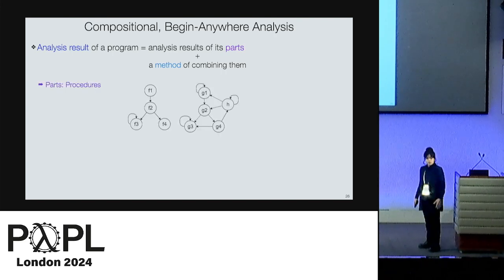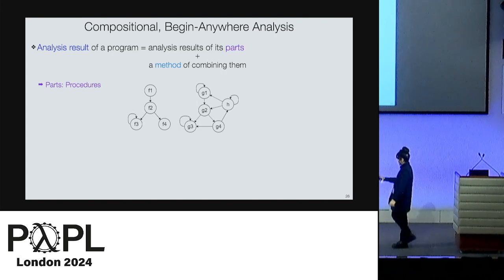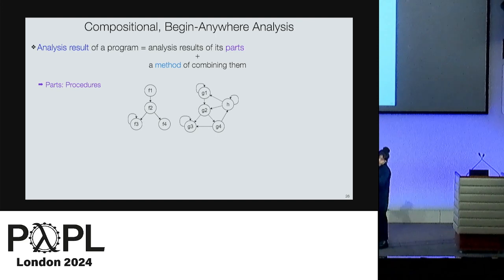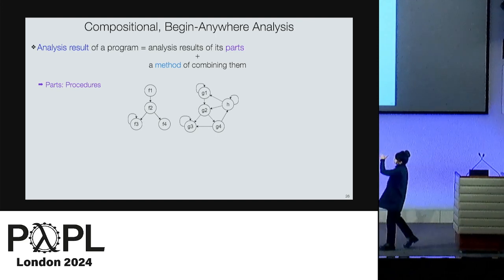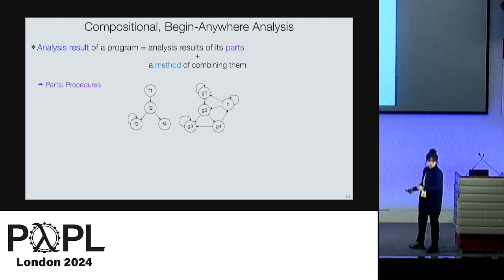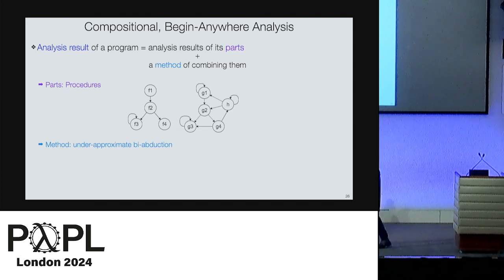So how do we chop up programs? Well, we do it at the level of procedures, so that's the granularity of our chopping up. So if this is my call graph, F1 calls F2, these are all procedures, I will analyze each one of them in isolation and then put the results together. And the way we put things together is under-approximate bi-abduction. If you don't know what bi-abduction is, it doesn't matter. It's a technique that has existed for a long time.